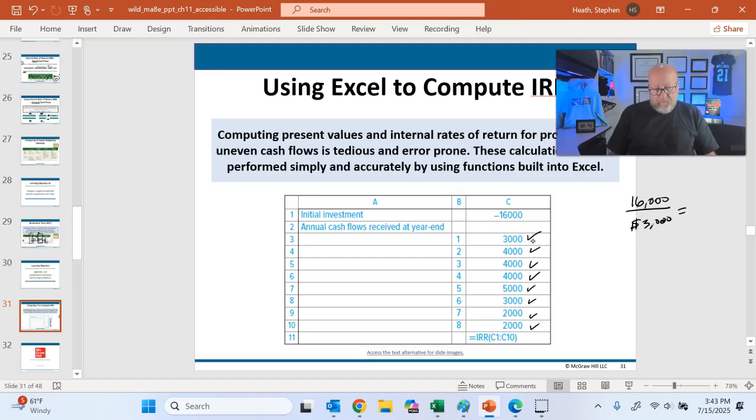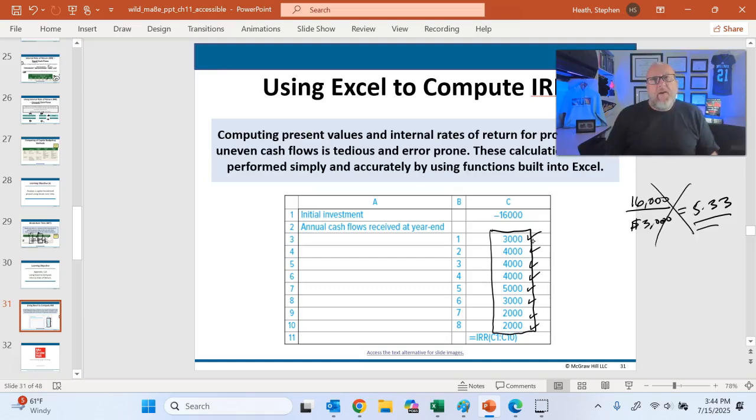16,000 divided by 3,000 would be 5.33, right? And then we would go through the process of looking at the annuity table, figuring out the number of periods, then finding the present value factor of 5.33. That was an annuity, but unfortunately, more often than not, the future cash flows are going to be inconsistent. So we can't use this approach.